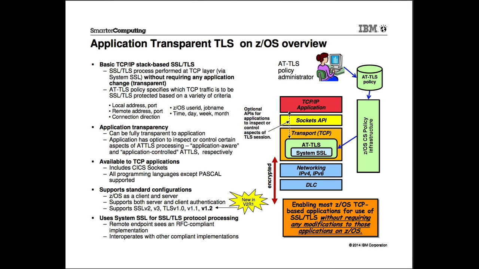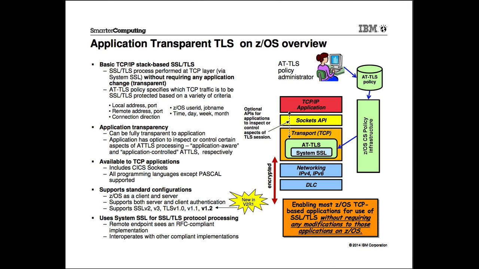So it's fully transparent, but it doesn't have to be. We have optional APIs. The application can examine and manage AT-TLS if they want to, and it's available to all TCP applications, including CICS sockets, and all programming languages except Pascal. And the thing about it is we support all the standard configurations. z/OS as a client or server. We support both client and server authentication. We support SSL v2, SSL v3. We support all the current versions of TLS, including 1.2, which is added in V2R1.